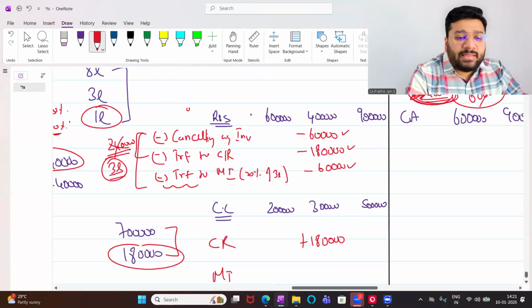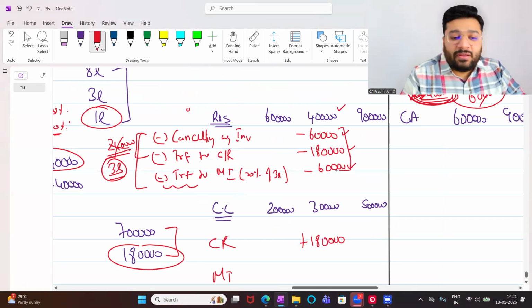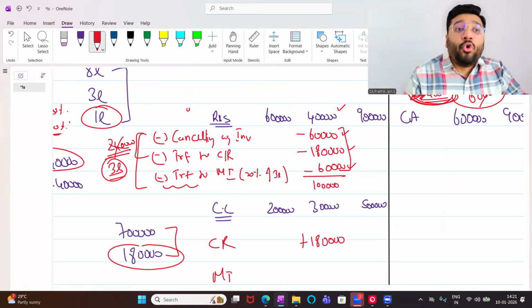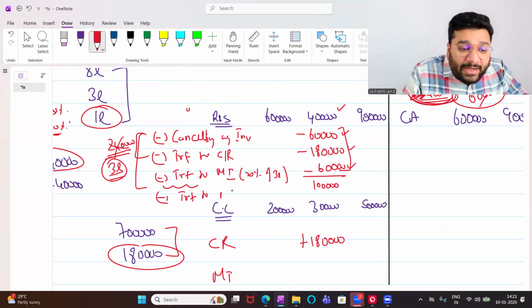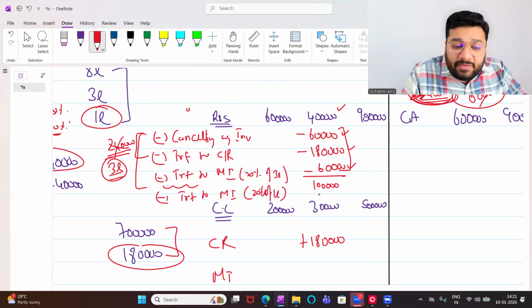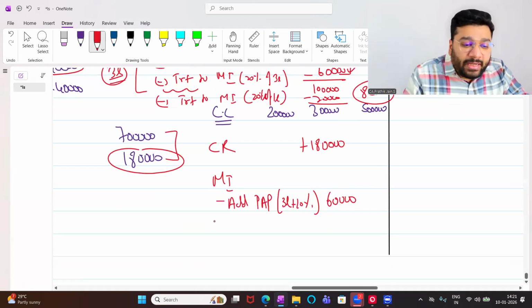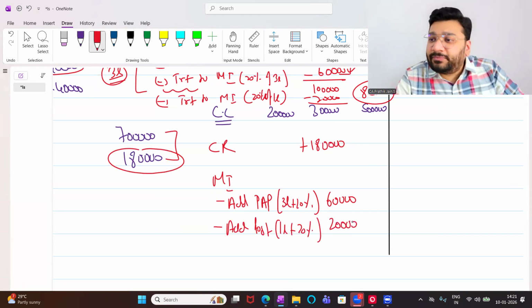Now, what am I left with in the reserve and surplus? From 4 lakh, if I minus these 3 amount, 3 lakh is gone. What is left? 1 lakh is left. Is this entire 1 lakh belonging to holding company? No, in that 80% belongs to holding company, 20% minority. So I'm minusing transfer to minority interest, which is 20% of 1 lakh, which is post profit. If I minus 20,000, what is the balance? 80,000 is what? Post profit of holding company. So come to minority. Add post profit of 1 lakh into 20%. How much it is? 20,000. Got it, not got it?